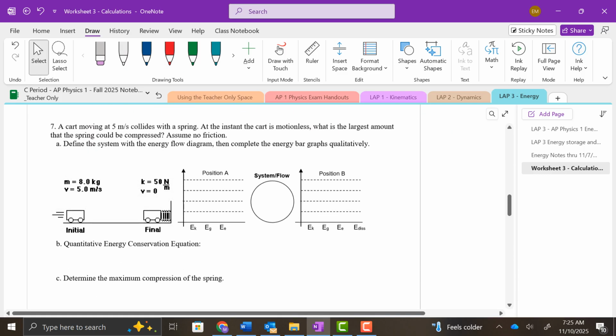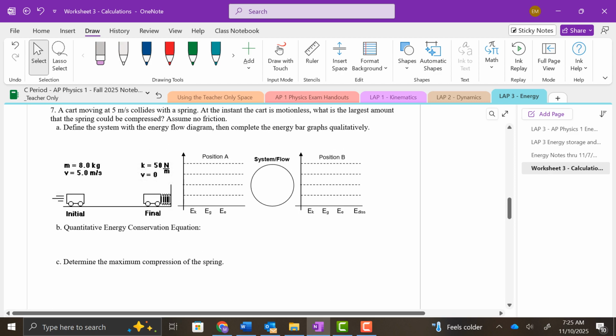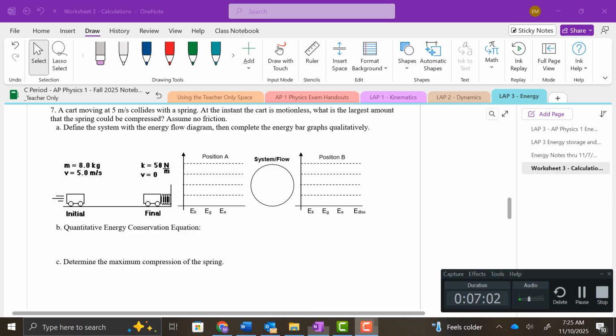All right, now number 7. At this point, you should be able to do these bar graph problems pretty effectively. I'm going to pause the video again, and I'm going to hope that you can at least set up parts A through B, and then I'll show you how I would solve part C.